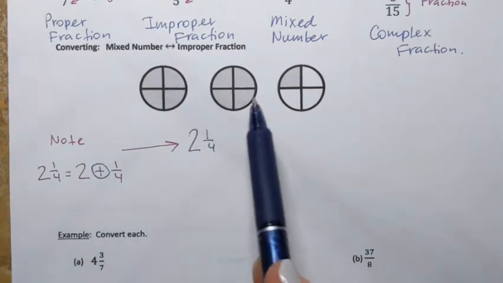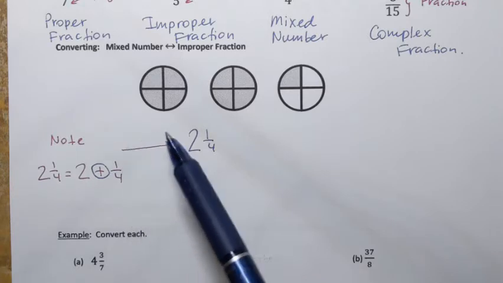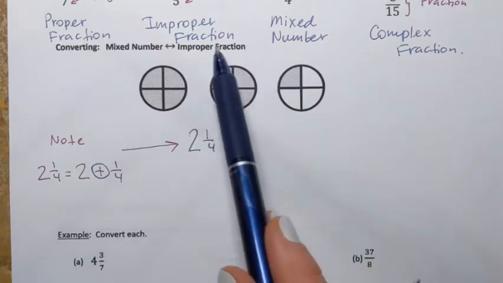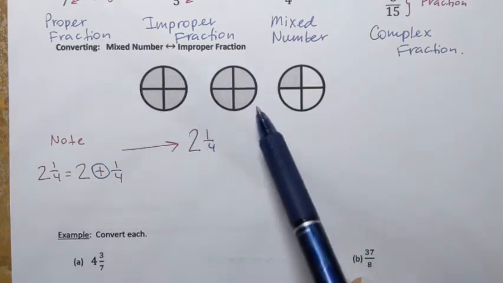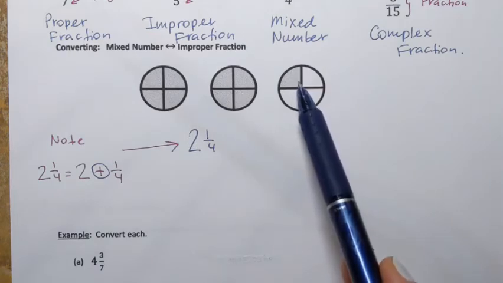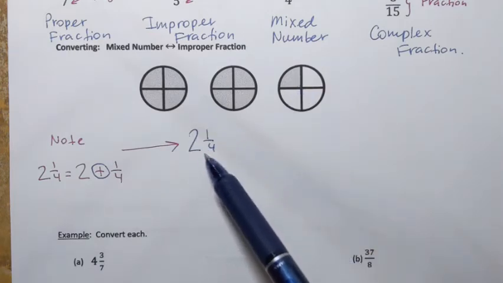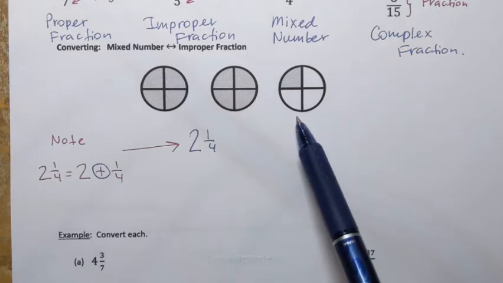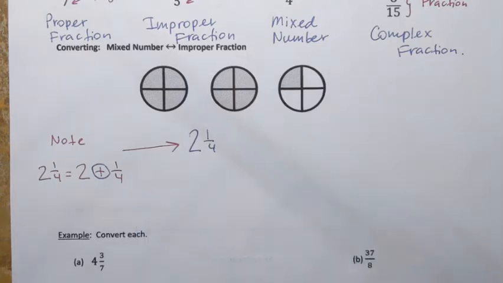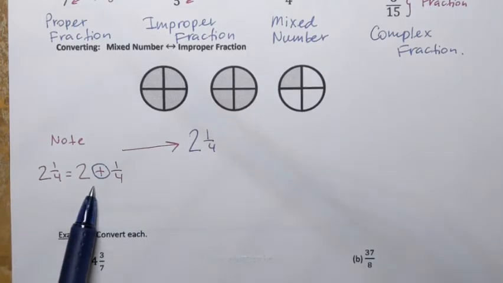And this picture can help us to understand this, right? 2 and 1/4, well, I can take 2 circles and then add another 1/4 of a circle. Well, then I'll get 2 and 1/4, right? So hopefully this picture can help you to see that these two are equivalent.